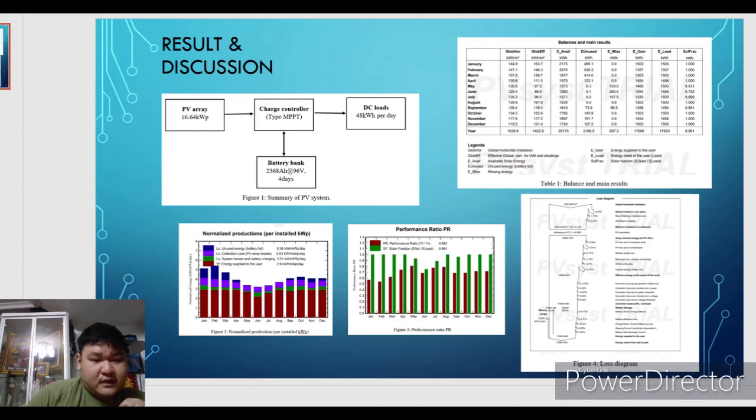For the PV array output, only 17,006 kilowatt hours has been supplied to the user, where the significant losses are from converter efficiency, which is 4.83%, and the battery efficiency, which is 7.39%. So this is all for me.